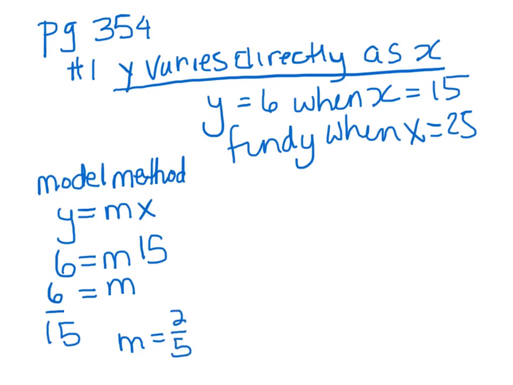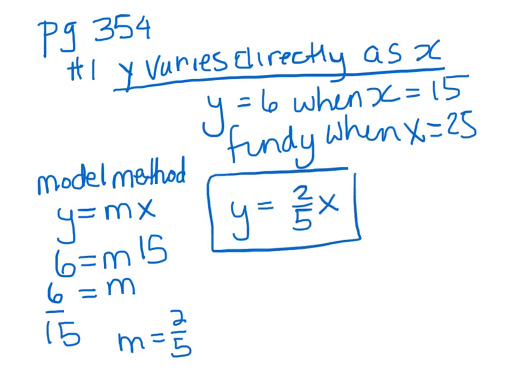So now I can write the model for this situation, this data if it were data. So I'm going to write down the model. Y is equal to 2 over 5 times x. All I did was make my substitution for m. This is called the model. So anything else can be figured out using this model.